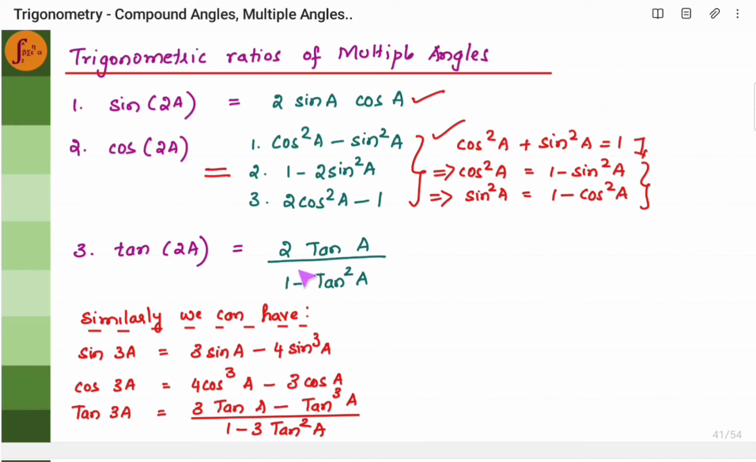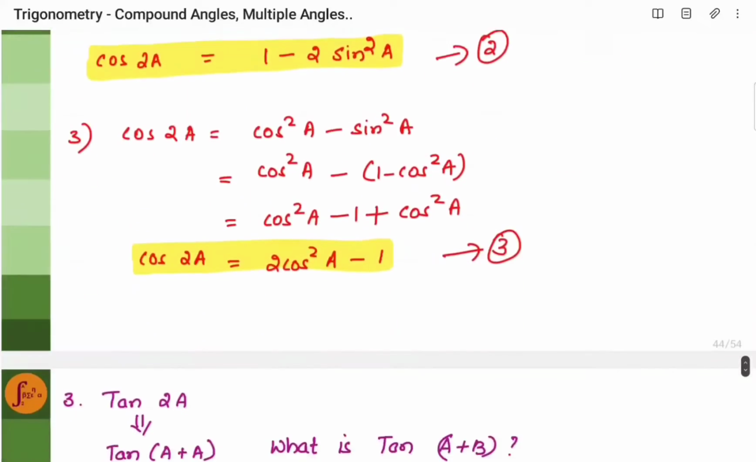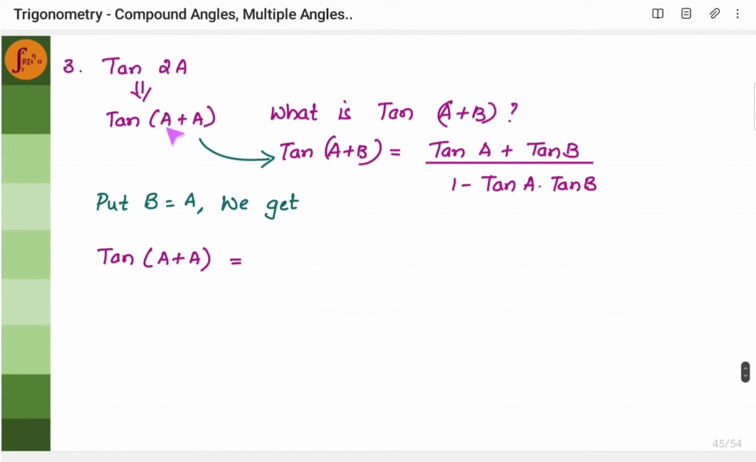Now we will go to tan 2A. Let's derive tan 2A also. Again, for tan 2A, we'll write it as tan A plus A, and we will have to use the tan A plus B formula. What is tan A plus B? Tan A plus B is tan A plus tan B by 1 minus tan A into tan B. Anytime you get confused with the signs, this sign and this sign should be the same, and here it should be the opposite sign.